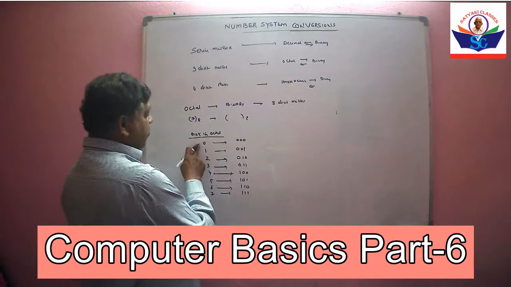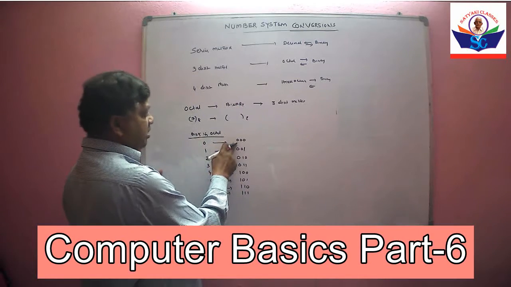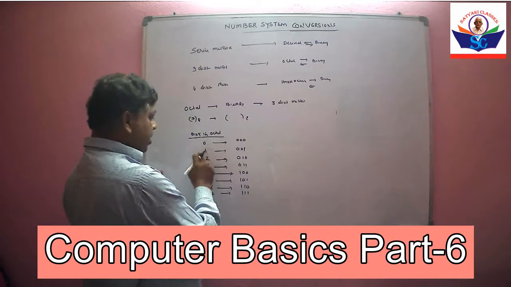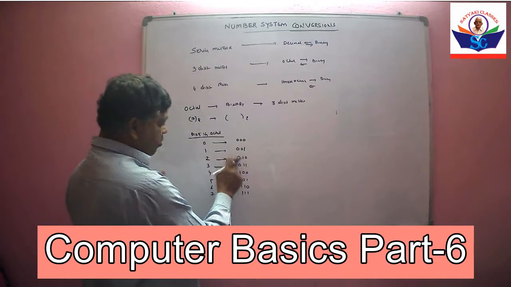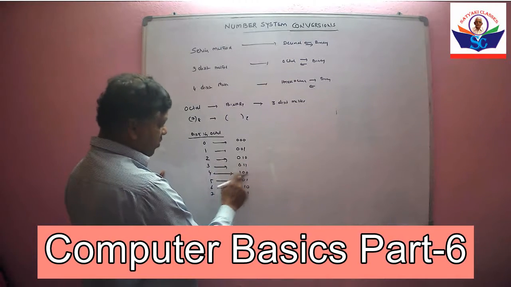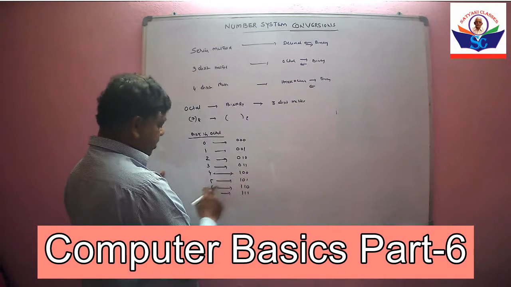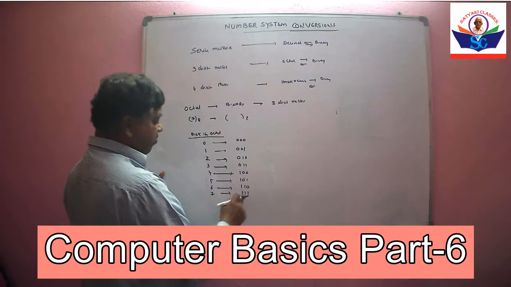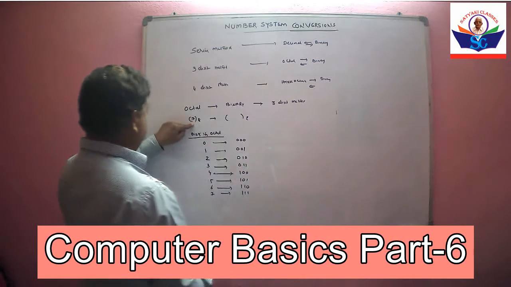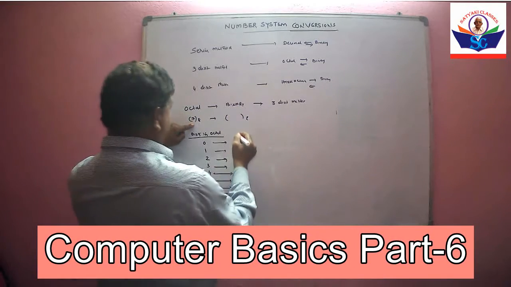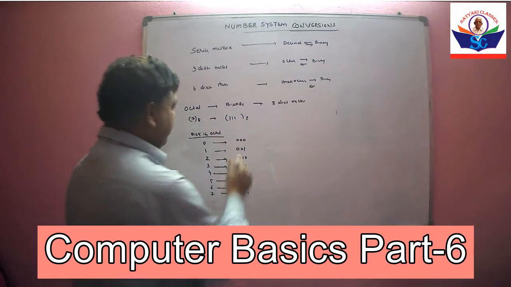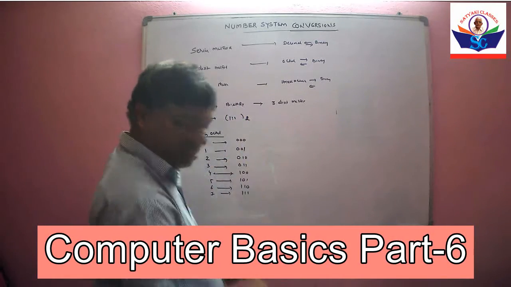That means 0 in octal number is equivalent to 3 zeros in binary. 1 is 0 0 1, 2 is 0 1 0, 3 is 0 1 1, 4 is 1 0 0, 5 is 1 0 1, 6 is 1 1 0, 7 is 3 ones. So 7 is equivalent to what? 111 in the binary number system.